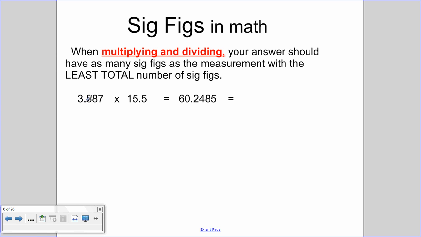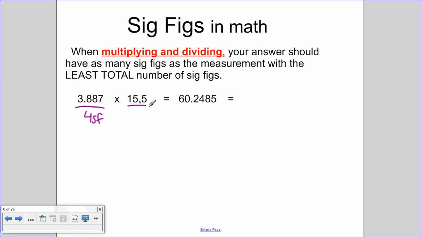In this case, we have 3.887, which has 4 sig figs in it. I counted it really quickly. You start from the Pacific. I start with the first non-zero digit. All 4 of those are significant. This number here, I see there's a decimal present.